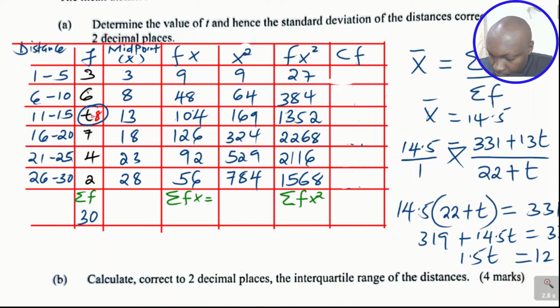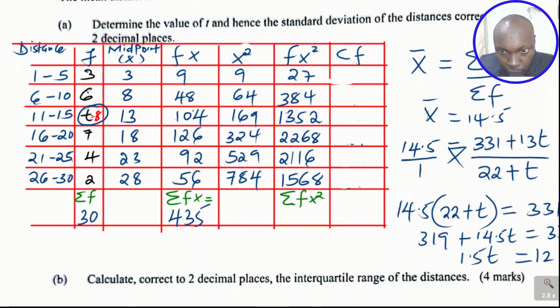So 9 plus... Of course, we have it here, so it is easier to use this one. Summation of fx is here. 331 plus, we got it here in this formula, plus 13t, and then t is 8. So that will be 435 when you add that.